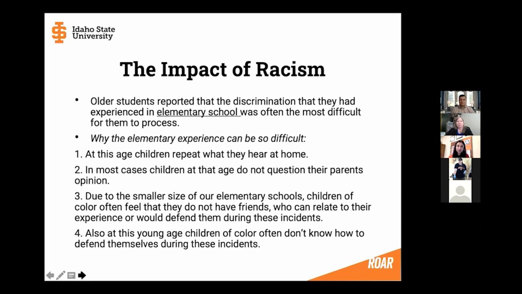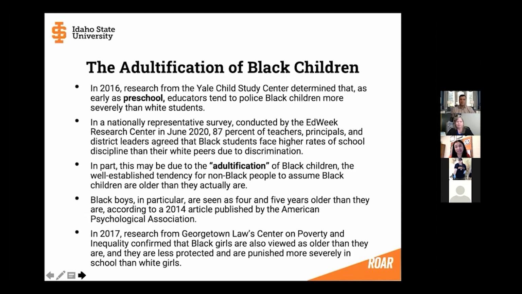And due to the smaller school sizes of our elementary schools, children of color often feel that they do not have friends who really know what racism sounds like or looks like. So they don't really have any friends who can defend them during those incidents. And also children of color often don't know how to defend themselves at that age. And often racism comes as a shock to their system.